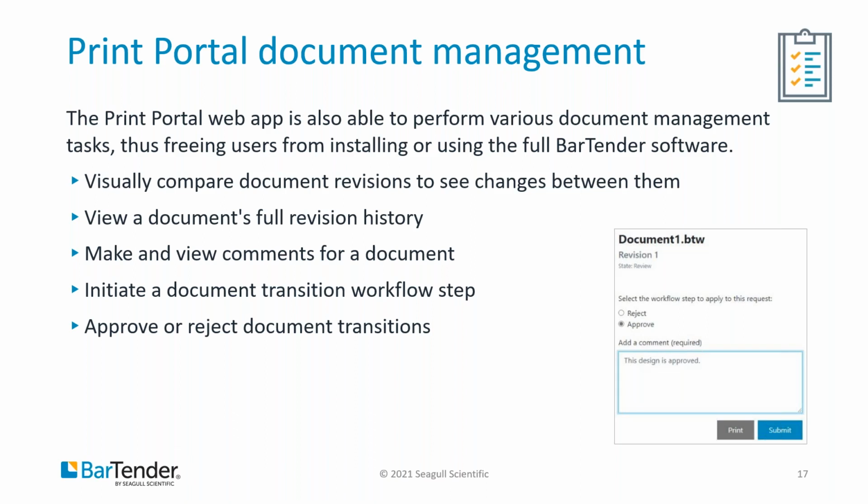And of course, if an approval request is being made, the user, as you can see in the graphic there, can choose to approve or reject the change, adding a comment as required. So this can all be done via the web app, not requiring the need to open up either the BarTender application or the Librarian application.